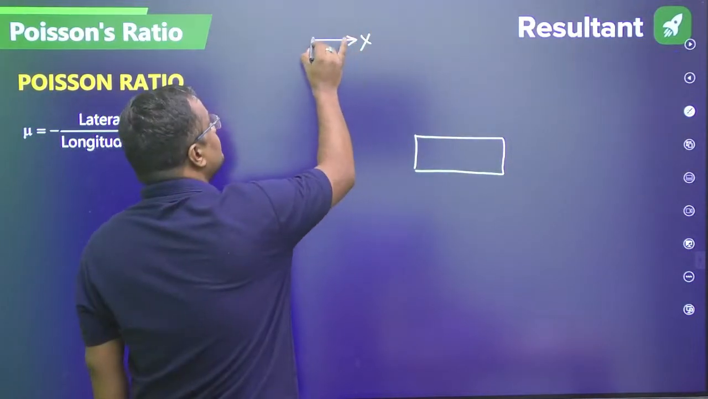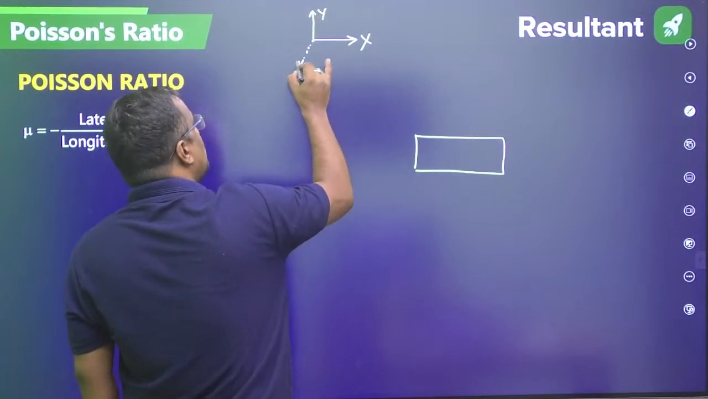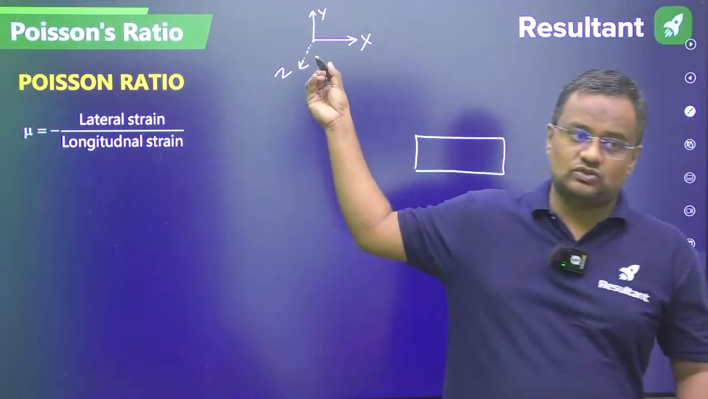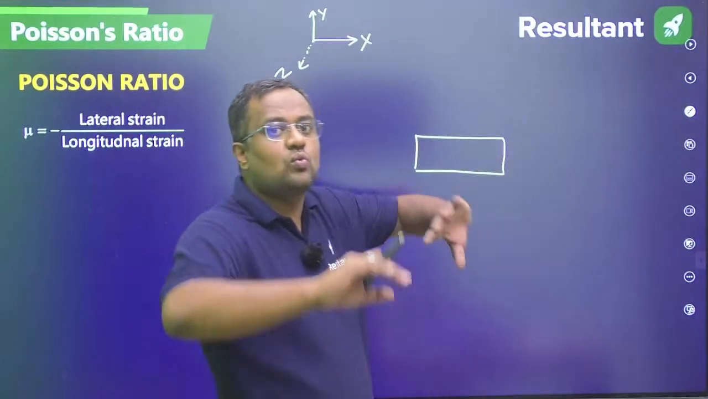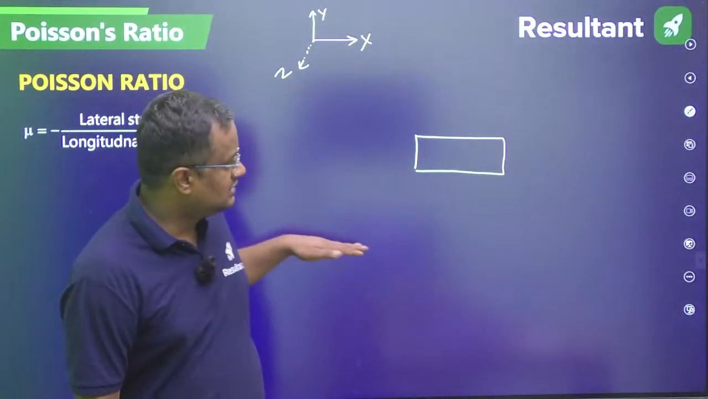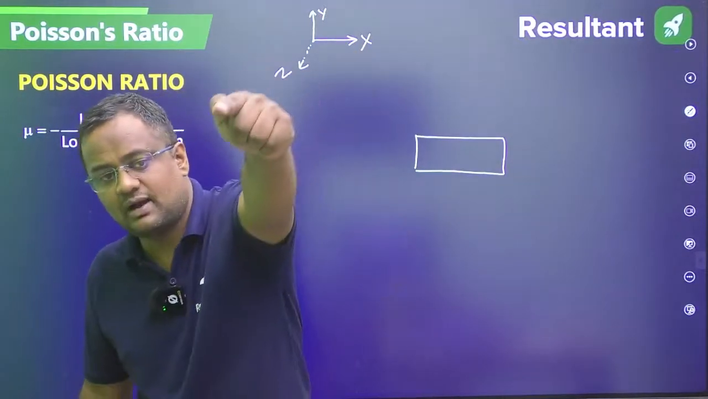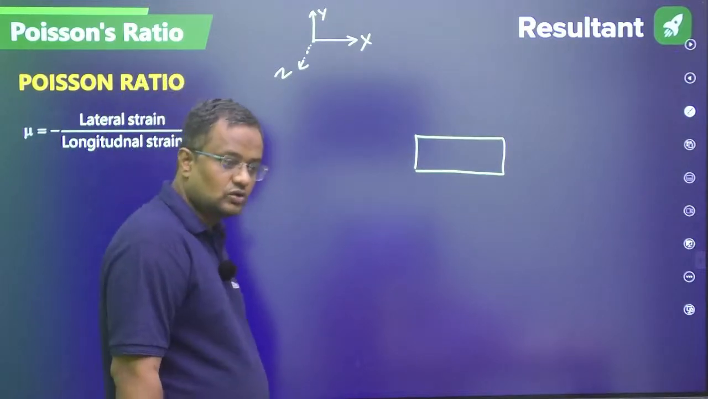I'll be taking this as x, I'll be taking this as y, and this axis which is coming out from the board directly to your head, that is the z axis. Okay, so whatever things we are doing in the class, this is the x axis, this is the y axis, and the axis which is coming out of the mobile to your head is the z axis. Okay sir, got it sir.